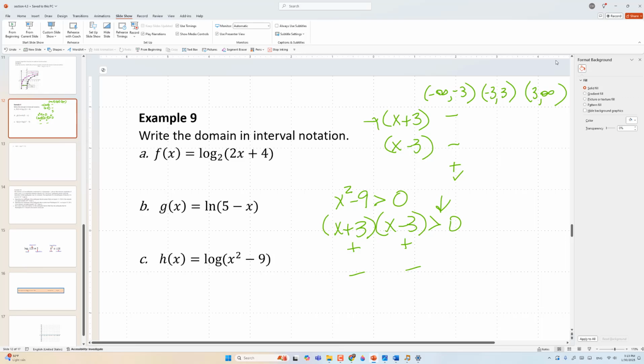From negative 3 to 3, if you look at a number in that interval, 0 for example, 0 plus 3 is positive, but 0 minus 3 is negative, which means that the factors multiply together to give you a negative. And so that's not okay. You can't have a negative argument. From 3 to infinity, x plus 3 is positive and x minus 3 is positive also. So that means their product is positive, and so that's okay for our domain. So from negative infinity up to negative 3, union 3 to infinity, and that's what we saw in the graph. That is when you will have a positive argument.